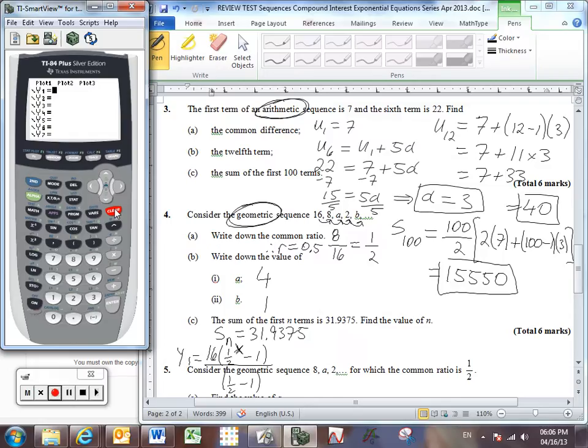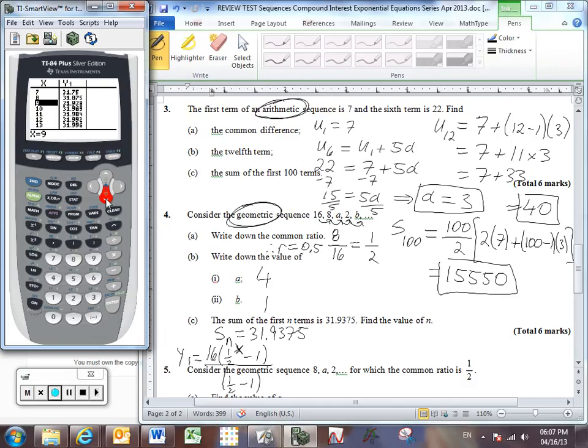So here we go. I'll write down first 16 times (0.5 to the power of x, exit the exponent, minus 1, close the parentheses) and divide by the denominator, which is (0.5 minus 1), close parentheses. And I'm going to look at a table to find out when my table is equal to 31.9375. And I can see that that occurs, well, okay, it's maybe a little tough to see because my calculator has rounded it. It rounds it to 31.938, but that's pretty close. So that must be the value.